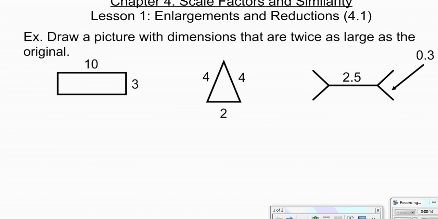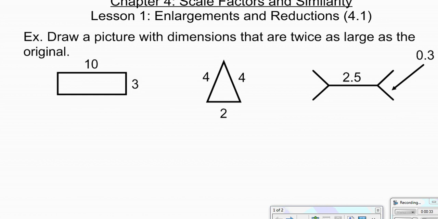So we have started our fourth unit, which is actually our fourth chapter, and we're looking at scale factors and similarity between shapes. This first lesson is just going to look at scale factor, so looking at enlargements and reductions.